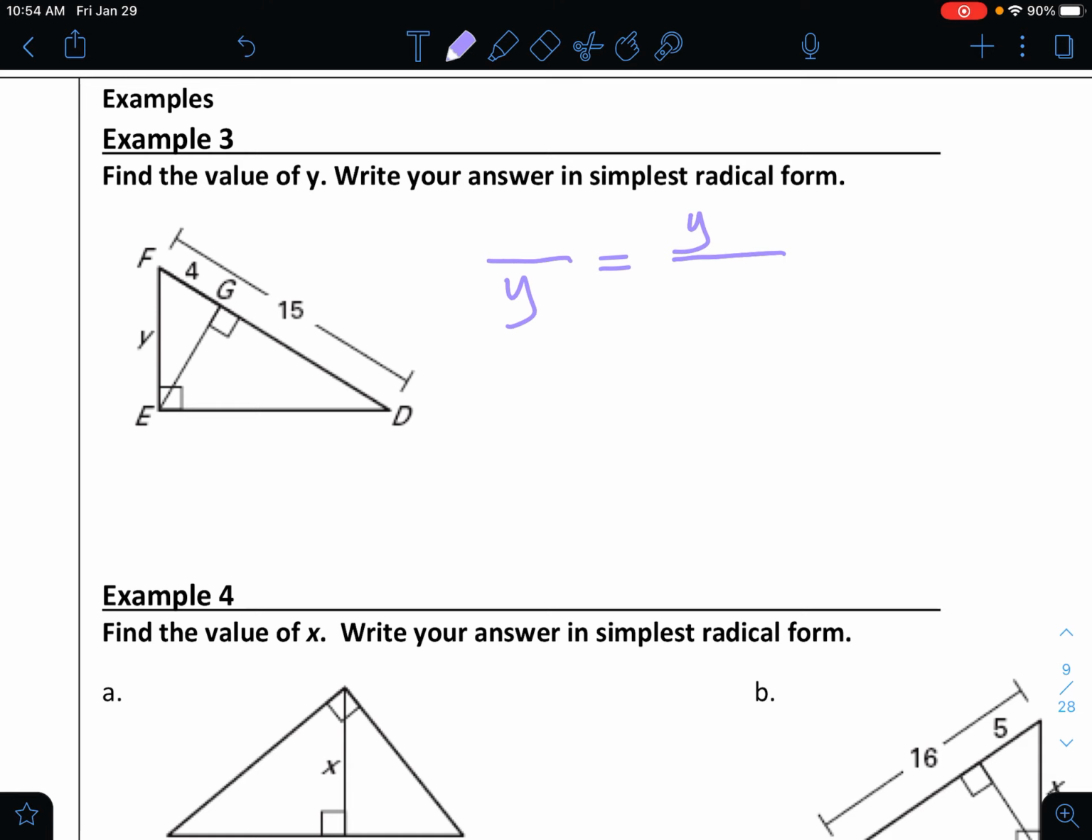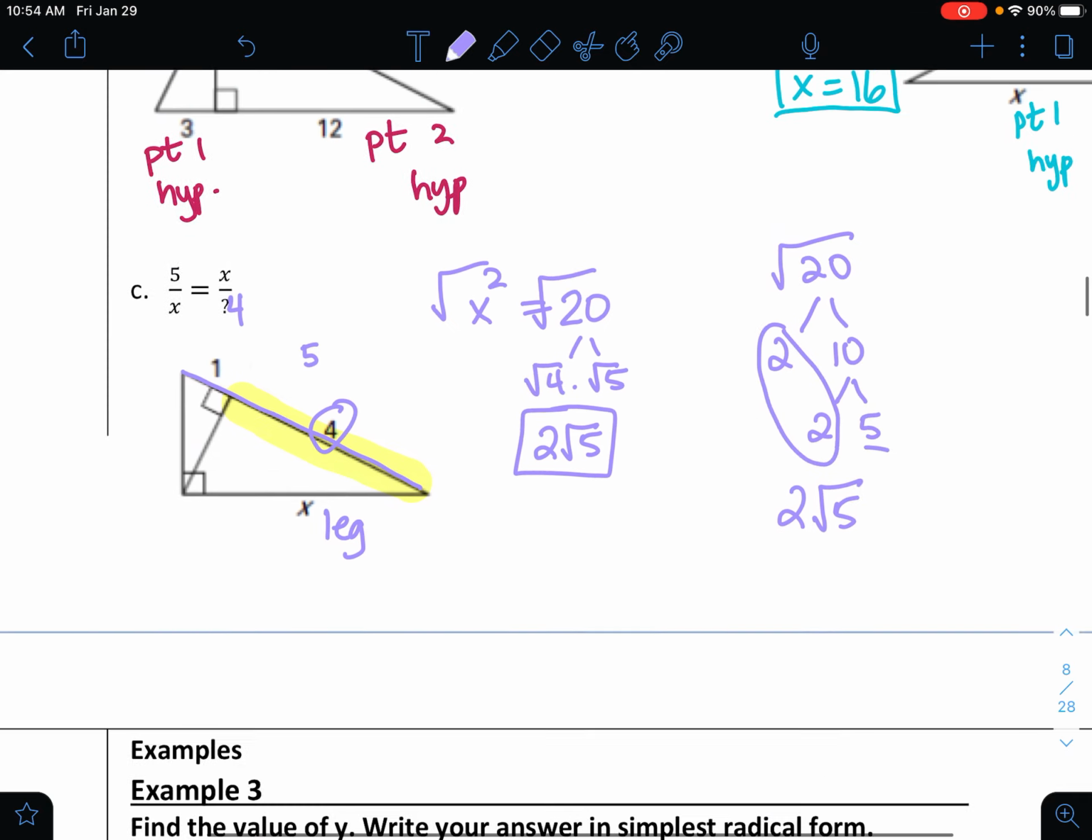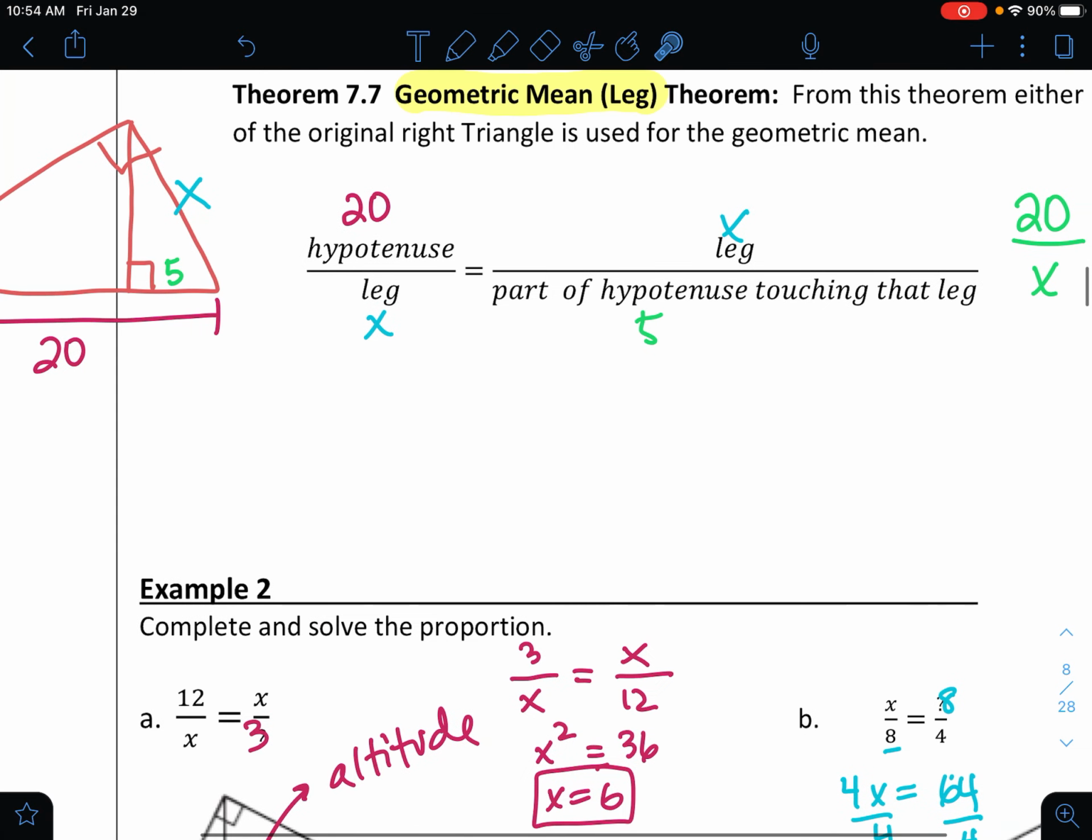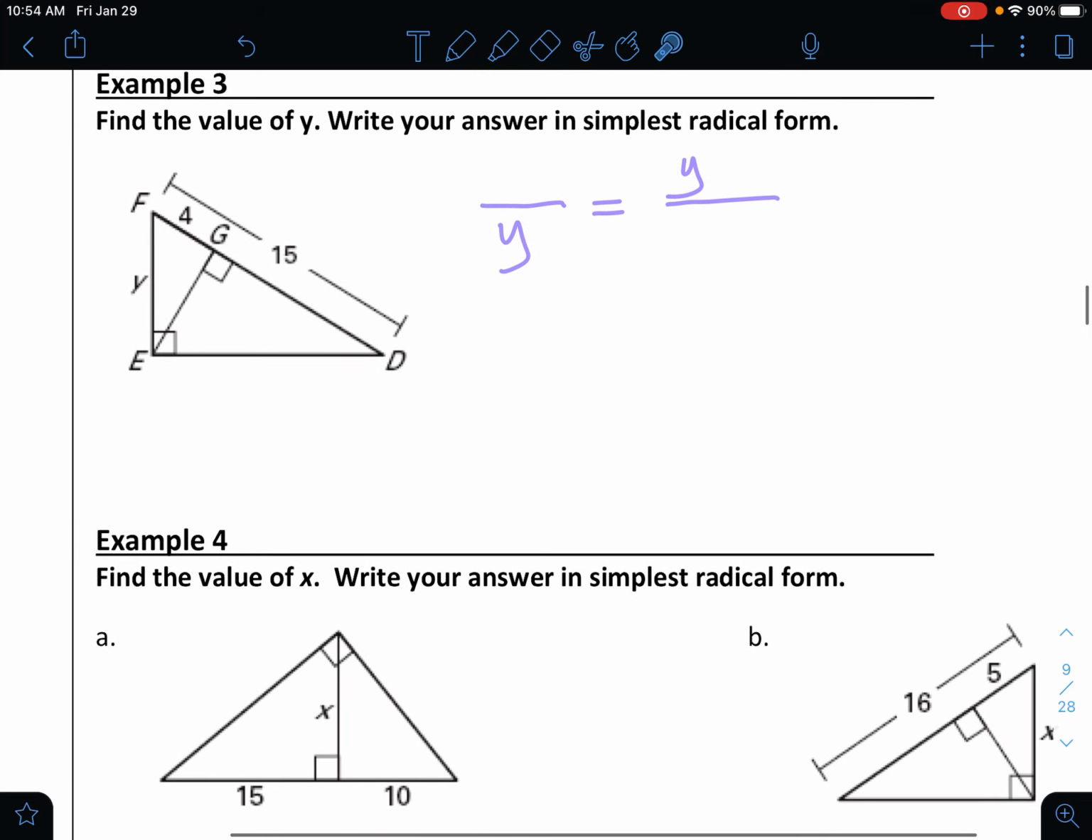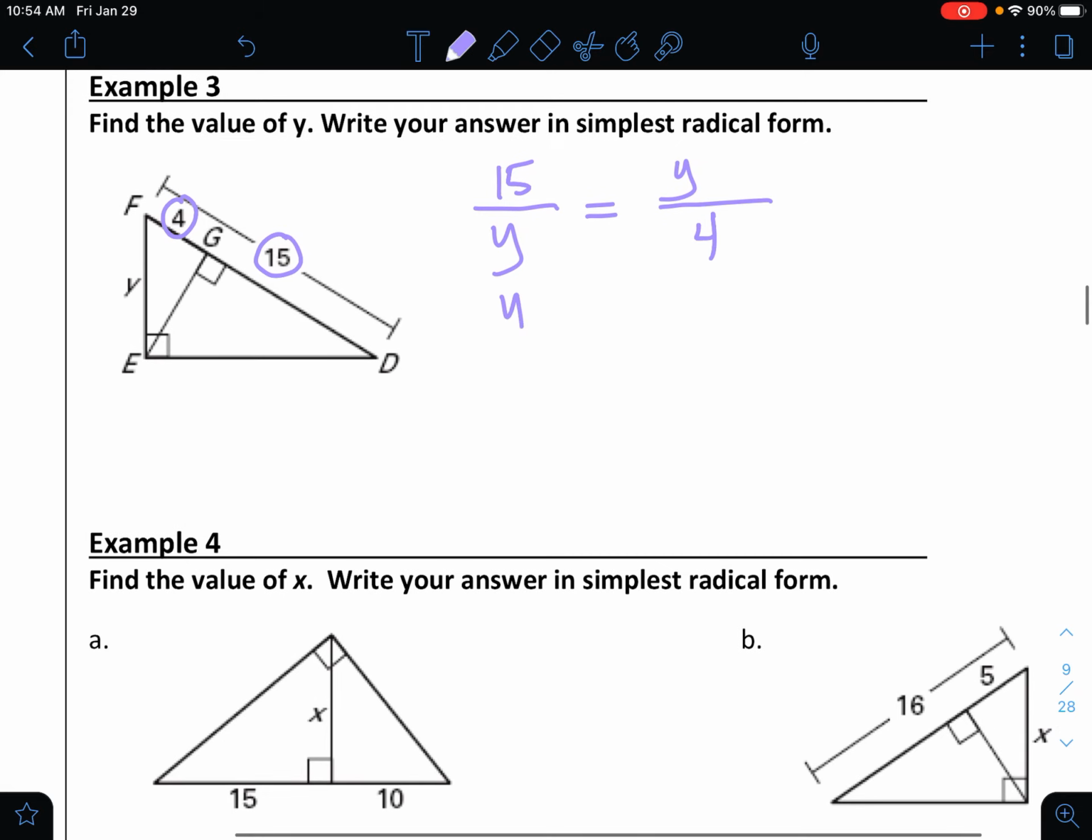Start your proportion. So I'm doing the geometric mean of the leg. That means the information on the leg goes in opposite pieces on the proportion. I need the whole hypotenuse and just the section of the hypotenuse touching the leg. Okay, 15 is the whole thing, and then the 4 is the piece I need, the part touching the leg. So that is the information I need.